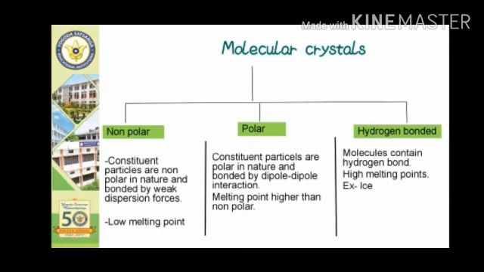Now, polar. In polar molecular crystals, constituent particles are polar in nature and bonded by dipole-dipole interactions. Their melting point is always higher than non-polar molecular solids. Hydrogen bonded molecular solids are those in which the molecules contain polar covalent bonds between hydrogen and highly electronegative elements such as fluorine, oxygen and nitrogen.